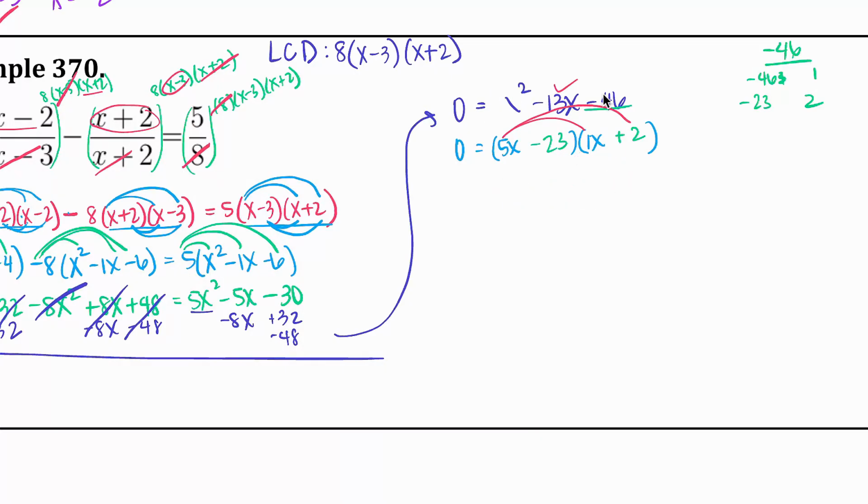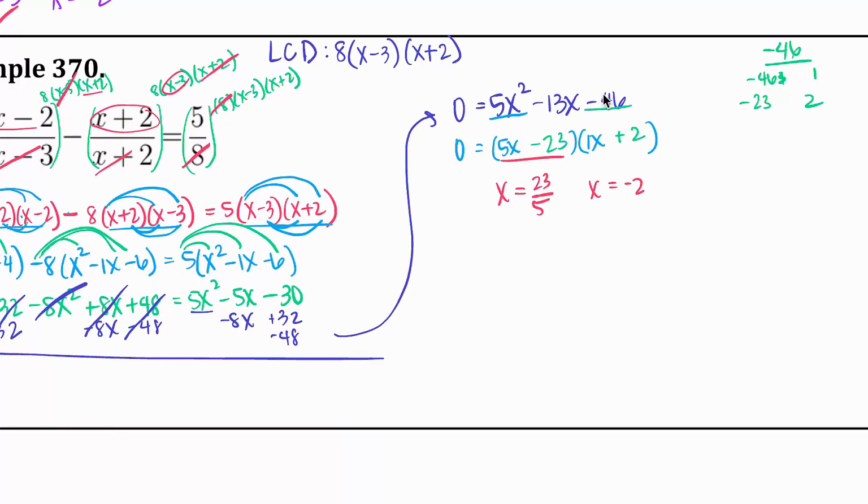And again, you could do this factor by grouping like we normally do, but if you're getting pretty proficient at guessing and checking what those factors can be, that's great. So if we solve these, our first solution, if we set this equal to 0 and solve, we get x equals 23/5. And our other one, we get x equals negative 2.